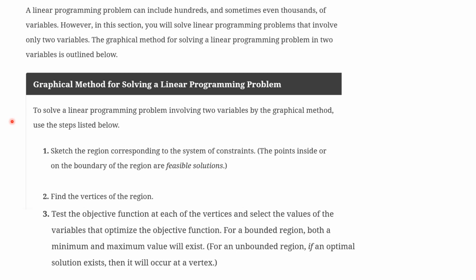You set up the objective function and all the constraints. But then you sketch the region corresponding to the system of constraints, including the non-negativity constraints if they apply. The points inside or on the boundary are called feasible solutions. Then you have to work to solve simultaneously these linear inequalities to find the vertices of the region. And then you test the objective function at each of the vertices and select the values of the variables that optimize the objective function. So for a bounded region, both a minimum and a maximum value will occur. For an unbounded region, if an optimal solution exists, then it will occur at a vertex.